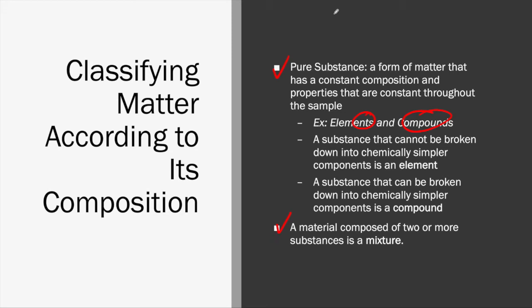compounds. A substance that can be broken down into chemically simpler components is called a compound. So, for example, water is a compound composed of the elements hydrogen and oxygen. Okay, so what do you think is more common, or there's more of, elements or compounds?